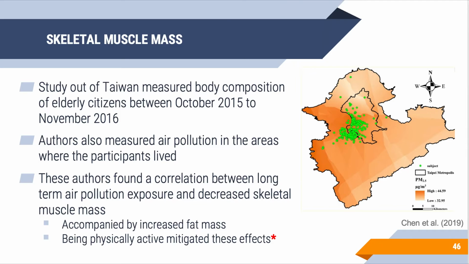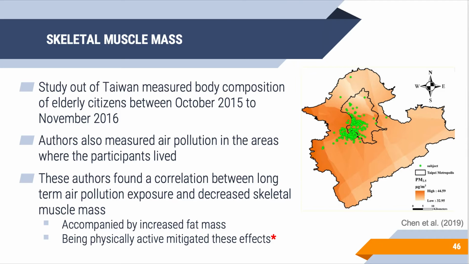So this study, looking at skeletal muscle mass and how it's influenced by pollution. This study is out of Taiwan, and it measured body composition of older adults between October 2015 and November 2016. And what they measured was a link between body composition and air pollution in the areas of Taiwan that these people lived.